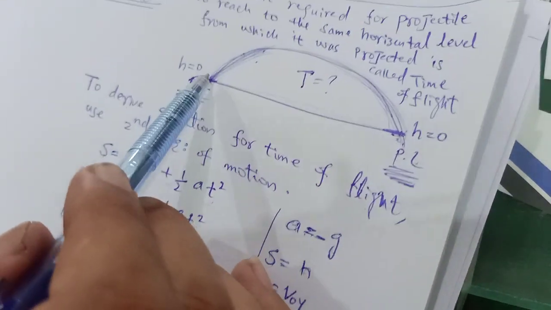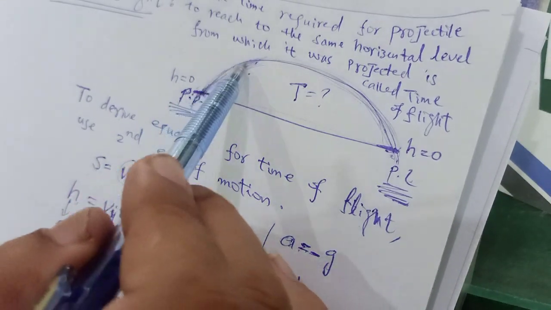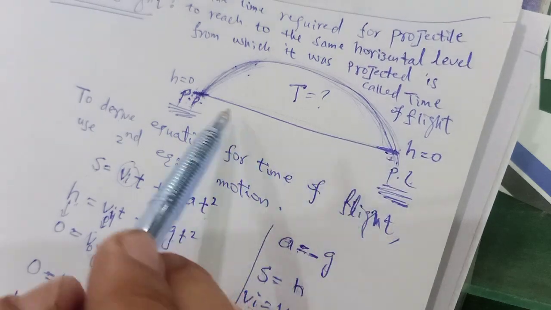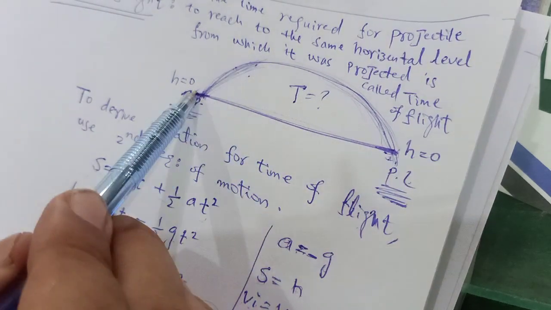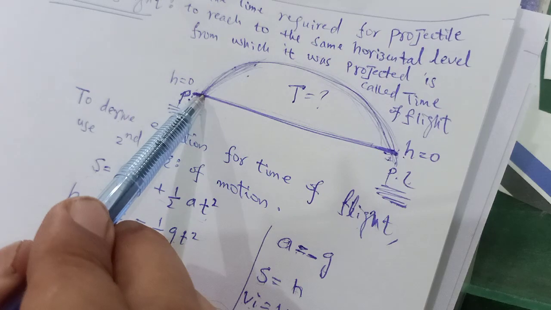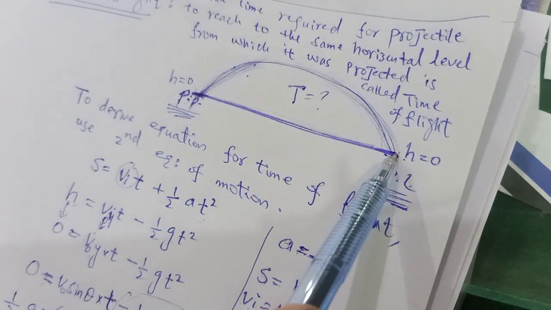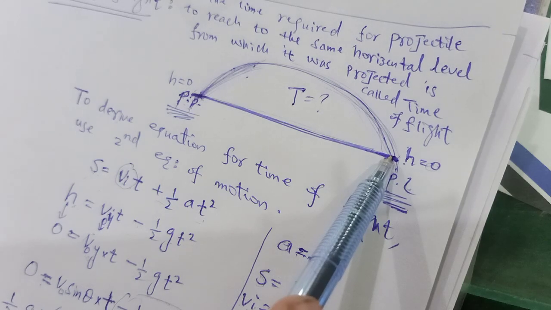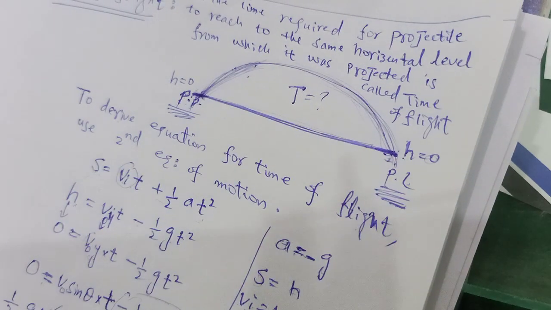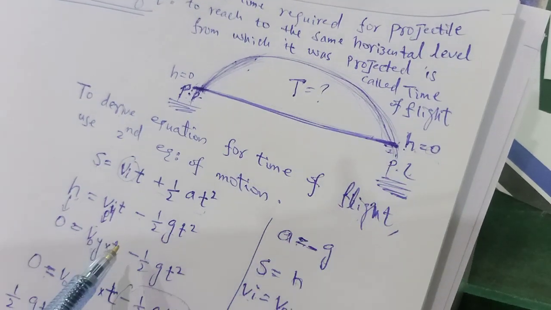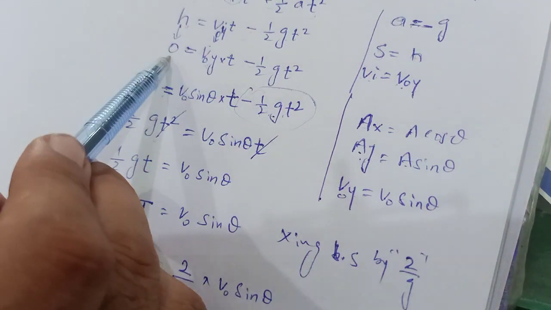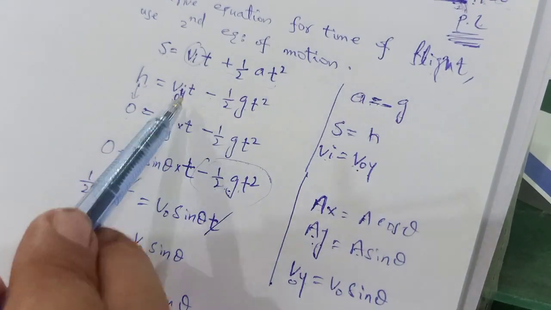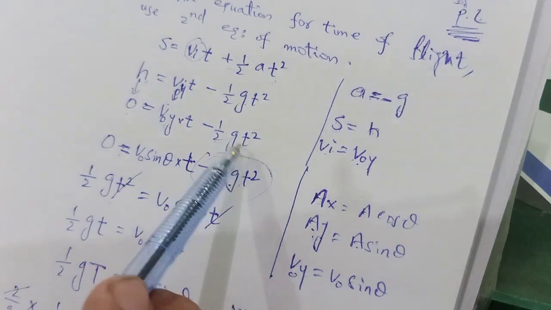Now as the projectile returns to the earth, being on the earth surface, what will be the height of the projectile from the ground? When it falls on the ground, its height from the ground becomes zero. So put zero for height, v naught y as it is, t as it is.